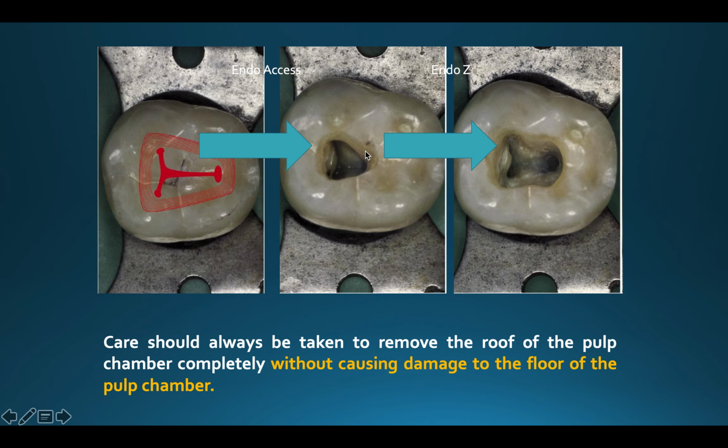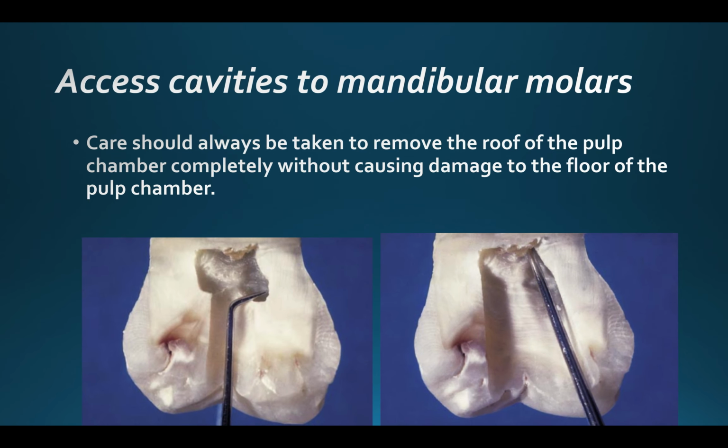We start our access cavity at the entry point, and then we drill through enamel and dentine, and once we reach the pulp chamber, we draw the initial outline of our access cavity using the Endo Access bur. Then we switch to the Endo-Z bur, and we start deroofing the pulp chamber completely, avoiding any damage to the floor of the pulp. We should remove the roof of the pulp chamber completely, otherwise remnants of pulp tissue and bacteria can still be hidden in the pulp horns, causing failure in the future.